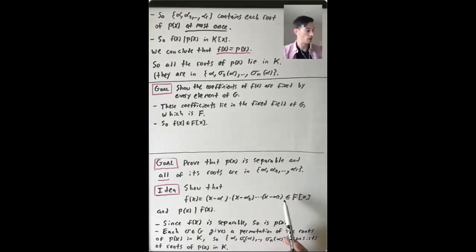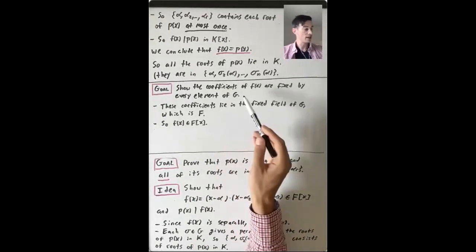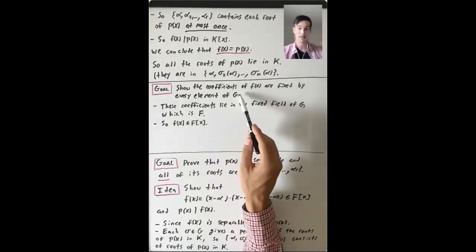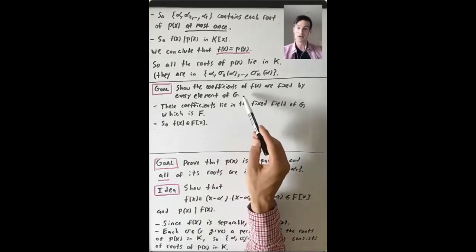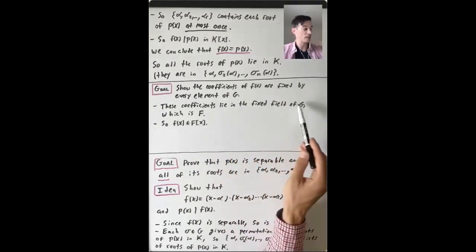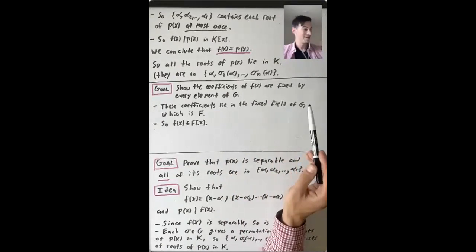So let's do this first part. The idea is going to be that we want to show that f of x has coefficients in the field F by showing that the coefficients of f of x are fixed by every element of G. So what does that mean? That means that the coefficients lie in the fixed field of G. So they lie in the set of things in K that are fixed by every element of G.